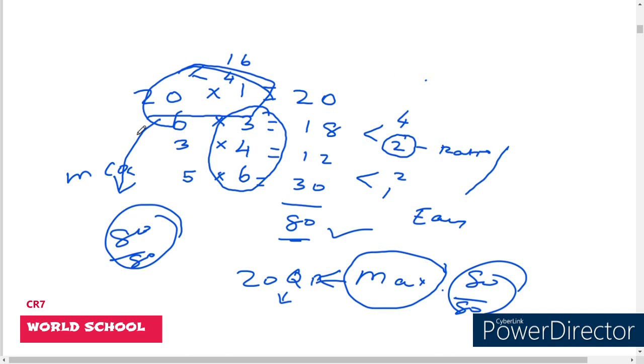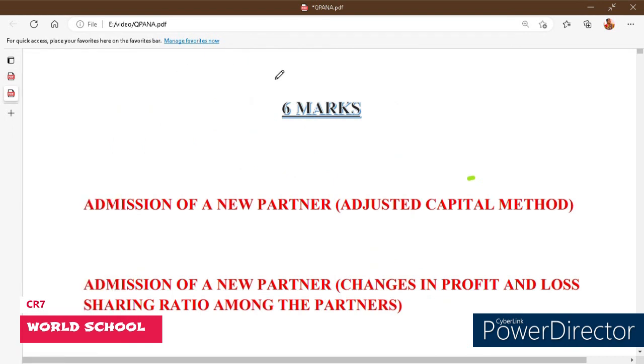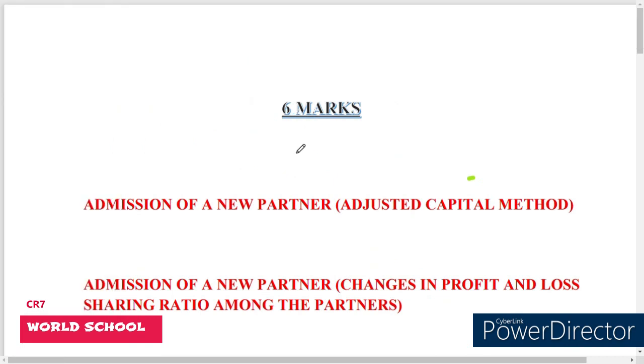So that is why I am telling this. Come, let's discuss in detail where all the 6 marks fall in. 6 marks will be asked from admission of a new partner, especially the adjustment of capital method. Most importantly, the adjusted capital method. Based on the new partner's capital, the existing partners' capital is going to be adjusted, isn't it? So we will do that by preparing the partners' current accounts.